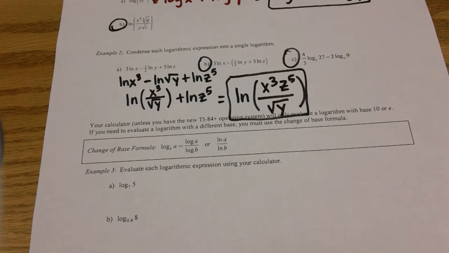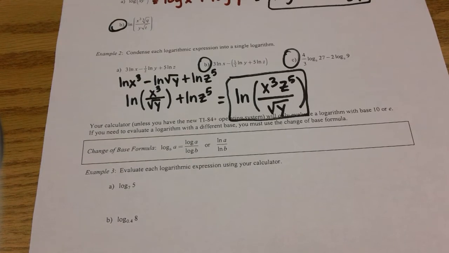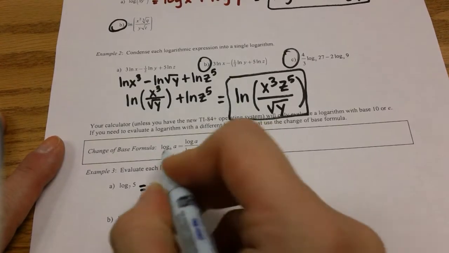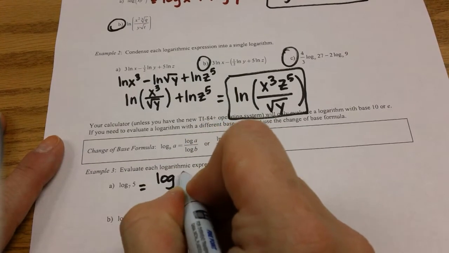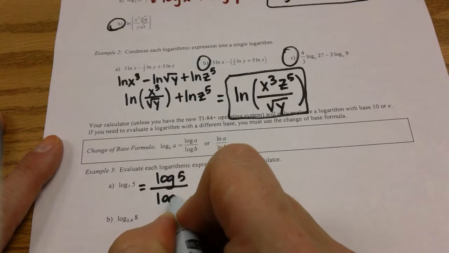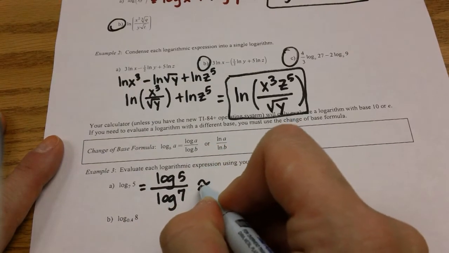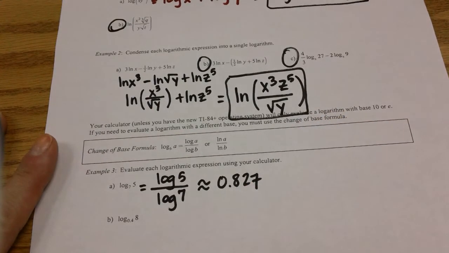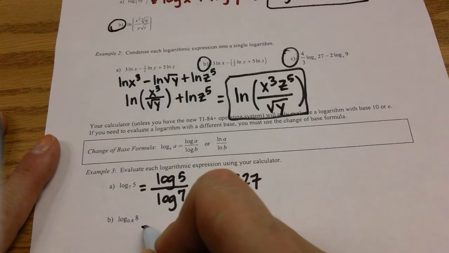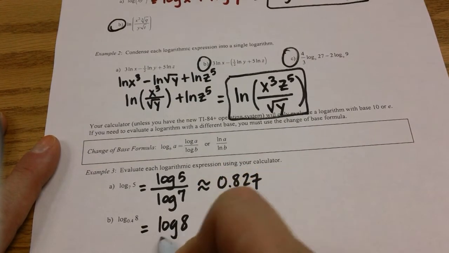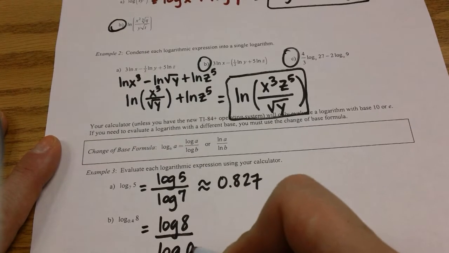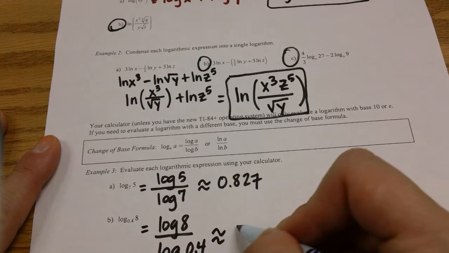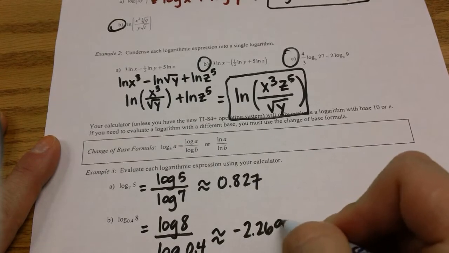All right, so you're going to be asked to evaluate these in your calculator. If we have log base 7 of 5, what that's equal to is the log of 5 over the log of 7. And when you plug that into your calculator, you're going to get about 0.827. And you can do the same thing down here with B. The log of 8 over the log of 0.4, which is about negative 2.269.